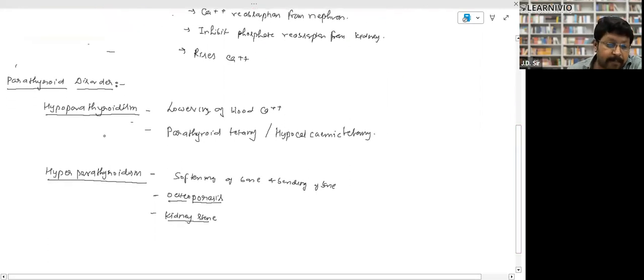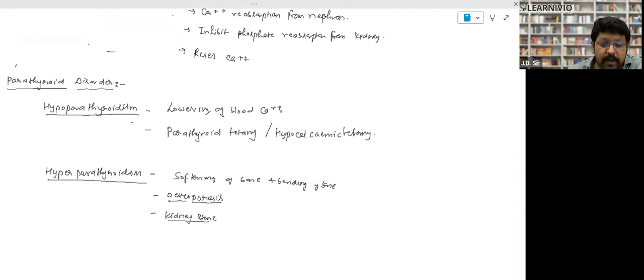Parathyroid disorders. Hypoparathyroidism lowers the blood calcium level. It decreases the blood calcium level and causes parathyroid tetany. It's short for tetany, right? Or hypocalcemic tetany. Remember both of them.